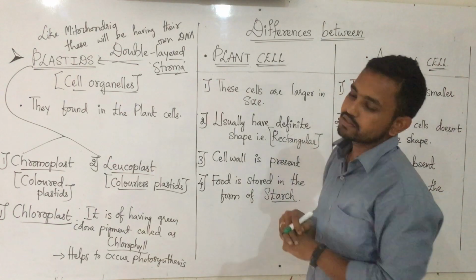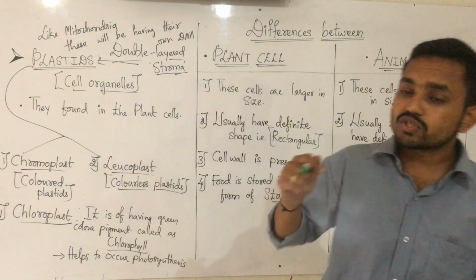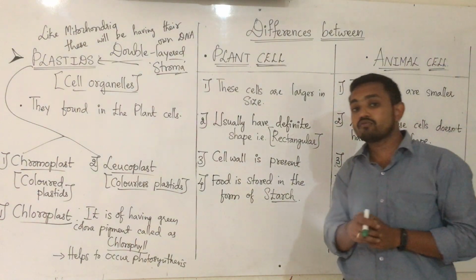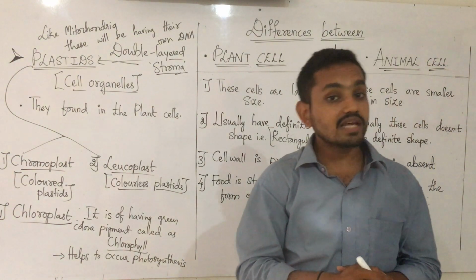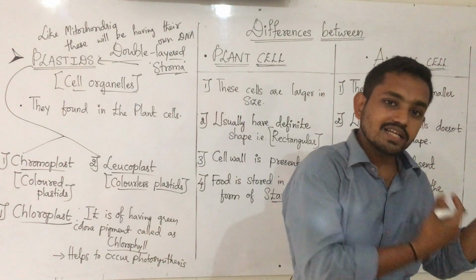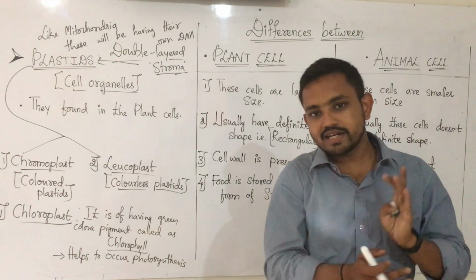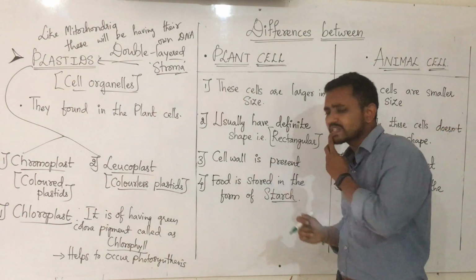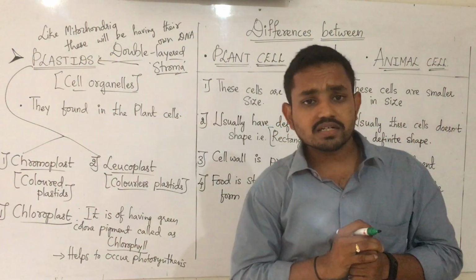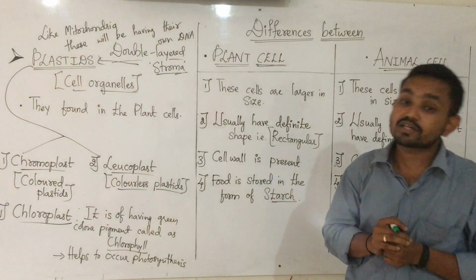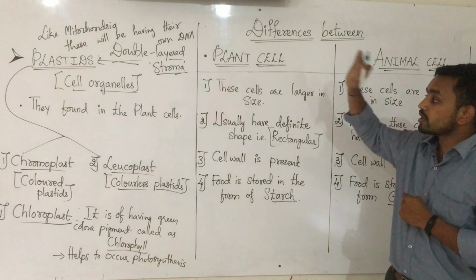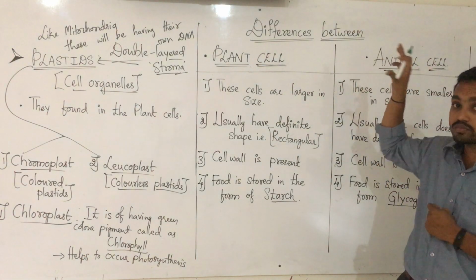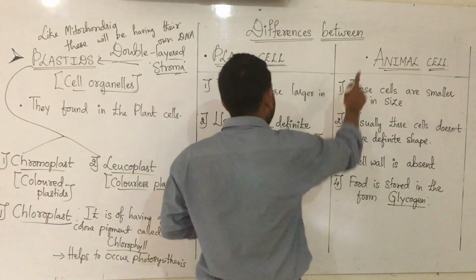This is a difference. The next difference will be, usually the cell wall is present here, and that cell wall is made up of important components like cellulose, whereas in the animal cell the cell wall is absent, so they don't have any such cellulose. Next, an important cell organelle, what we call the suicide bags of the cell, the lysosomes. Lysosomes are completely absent in the plant cell, whereas lysosomes are found in the animal cells.